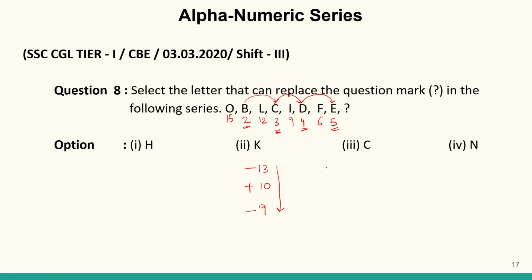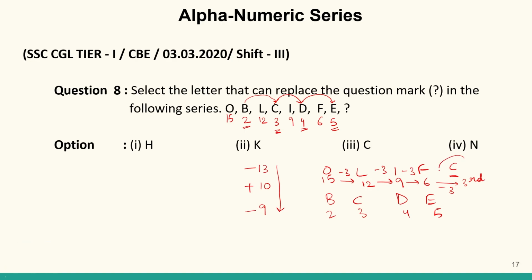So maybe we have something like this. O, L, I, F is one series, and we have to find the next element. And B, C, D, E is one series. Because then the logic will follow. This is second position, third position, fourth position, fifth position. And over here we have 15th position, 12th position, 9th position, and 6th position. So now I can clearly see that we have a decrement of 3 positions with each alphabet. So 3 positions will decrease and I'll get third position, which is C.